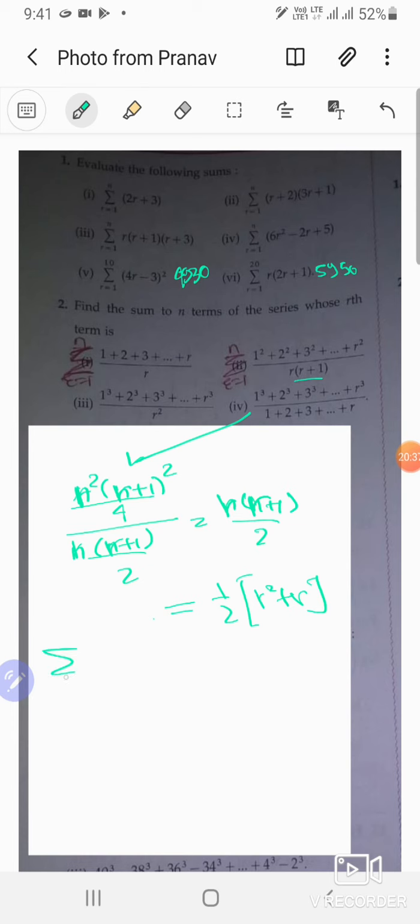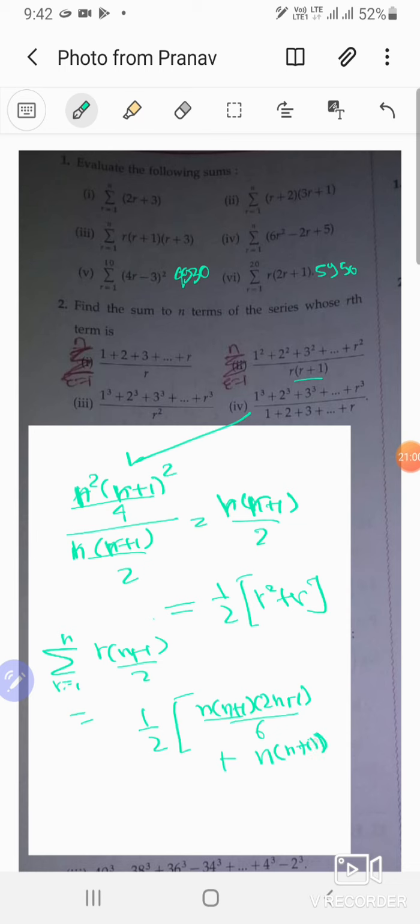So if we sum this thing, r into r plus 1 upon 2, from r equals 1 to n, this is going to be half of, for r squared, n into n plus 1 into 2n plus 1 upon 6, and then plus the sum of r, that's n into n plus 1 upon 2. No problem. So that's supposed to be n into n plus 1.